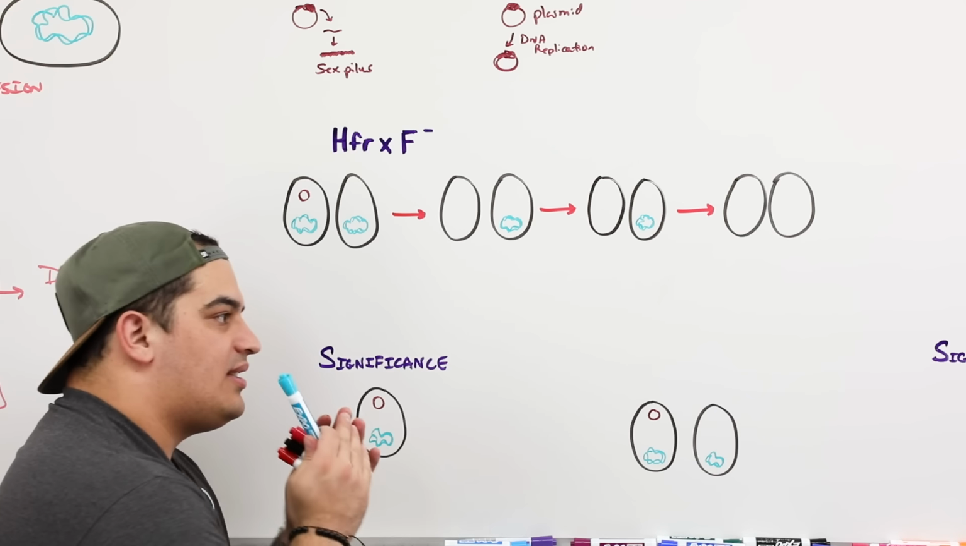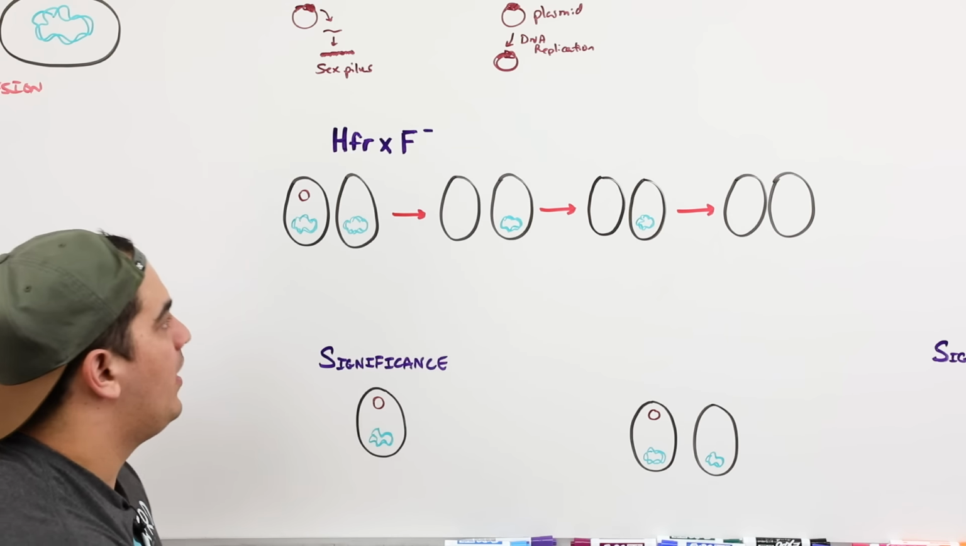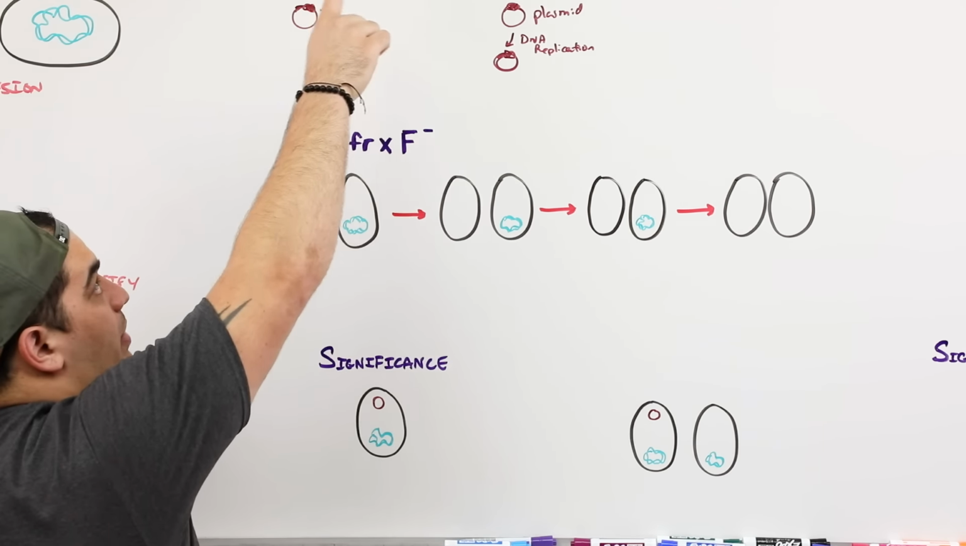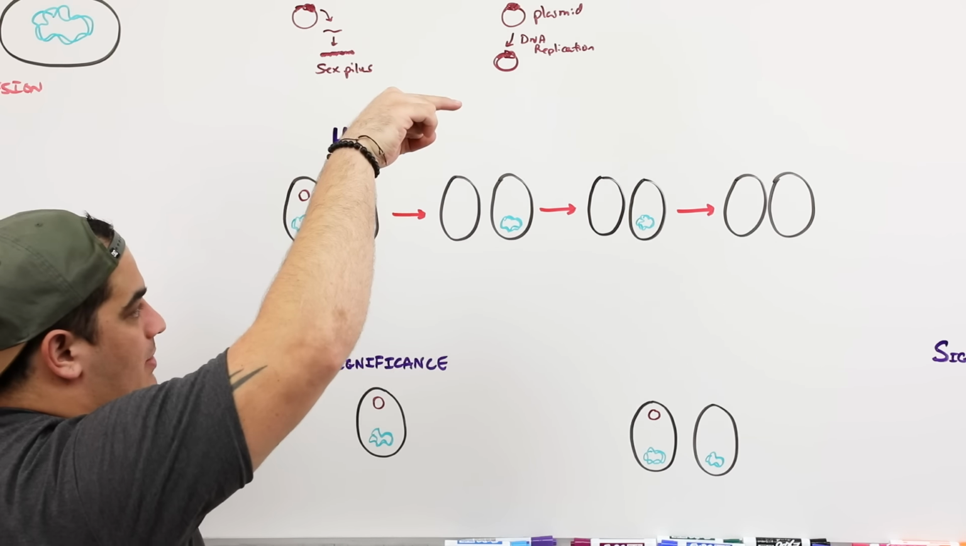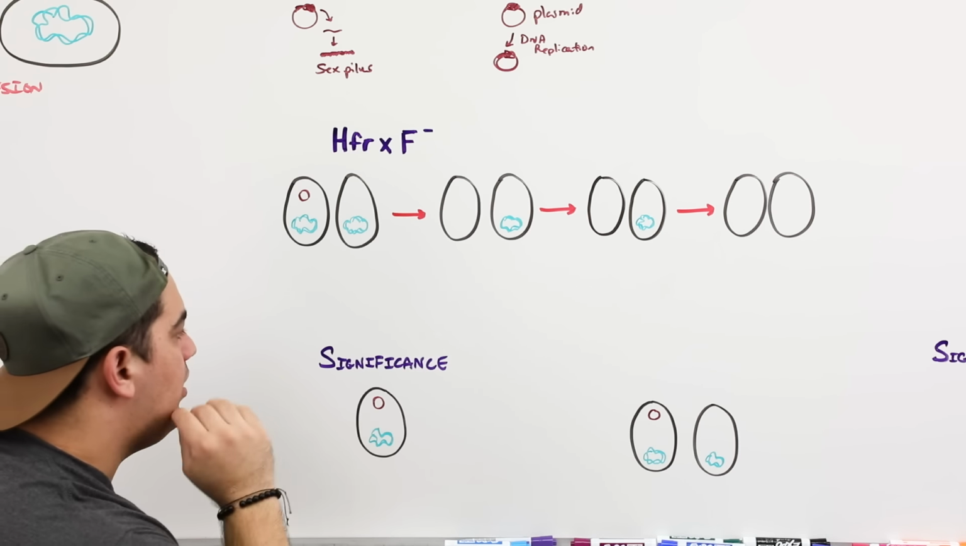All right, so there's a similar concept with this conjugation. It's just a teensy bit different. There's another kind of conjugation process besides this sex pilus kind of passing on and replicating the plasmid DNA and passing that whole plasmid off to another bacterial cell. It's a little bit different.